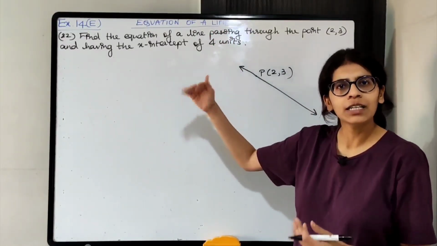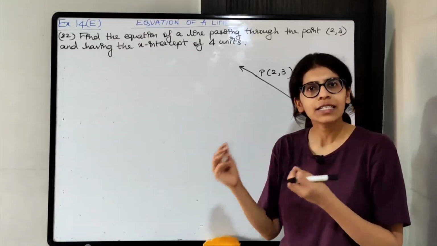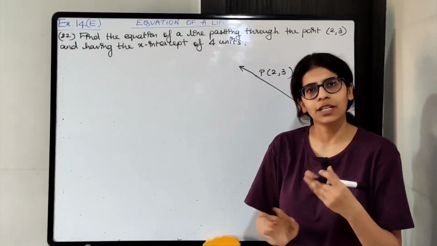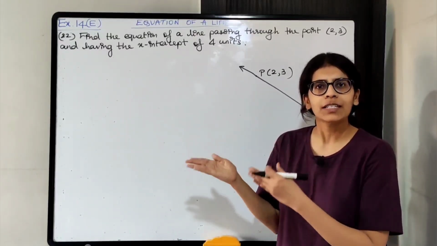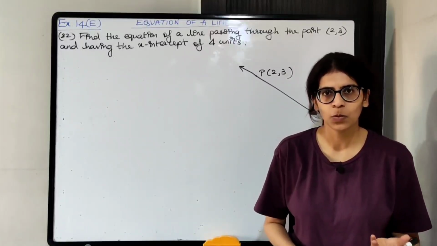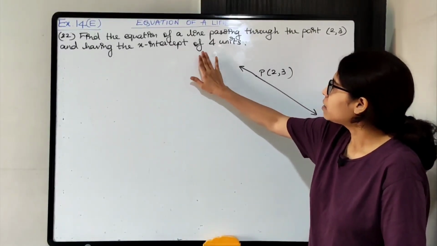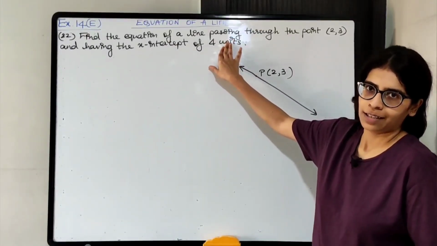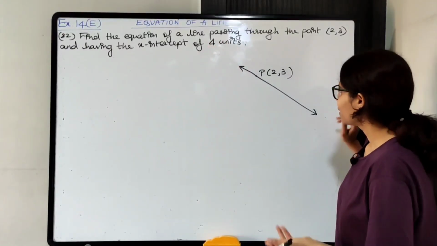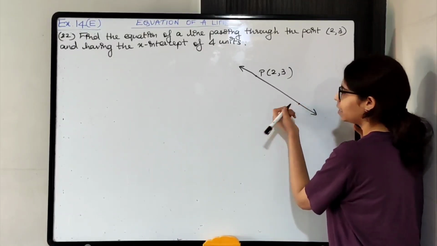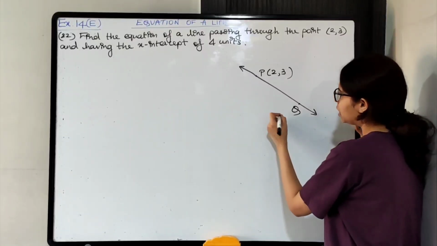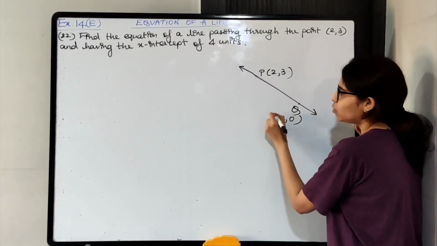X-intercept means it is cutting the x-axis. So whenever you are given x-intercept, the y-coordinate will be 0. And when you are given y-intercept, the x-coordinate will be 0. Because for x-intercept it is lying on the x-axis and for y-intercept the point is lying on the y-axis. So x-intercept is of 4 units, so what is the y-coordinate? 0. And what will the x-coordinate be? 4. Very easy. So the point where it is cutting the x-axis, the x-intercept point, will be Q. I am taking it as Q. The x-coordinate will be 4, the y-coordinate will be 0.